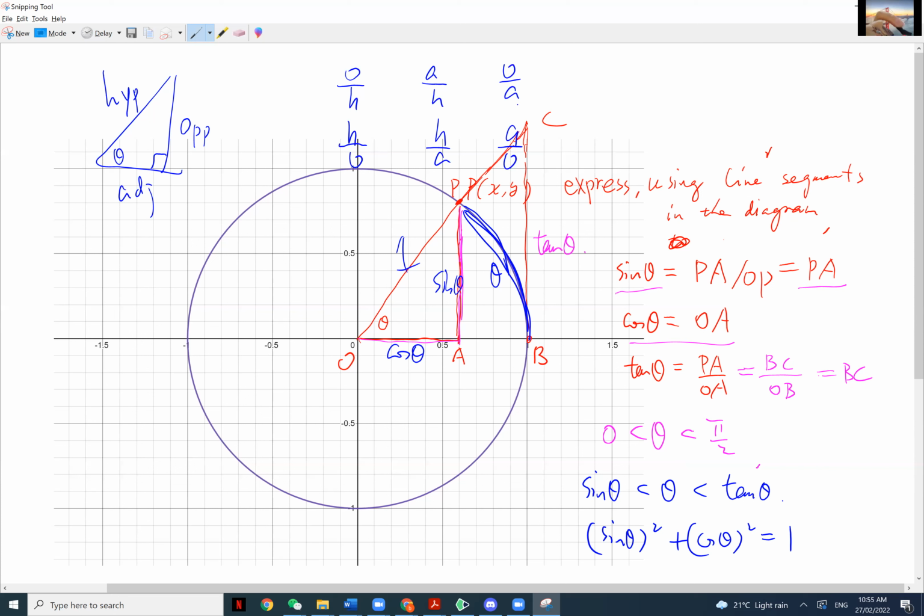Kylie, what's the name for this ratio? This is sine. Kylie, what's the name for this one? Cos. What's the name for this one? Hello, Kelly.